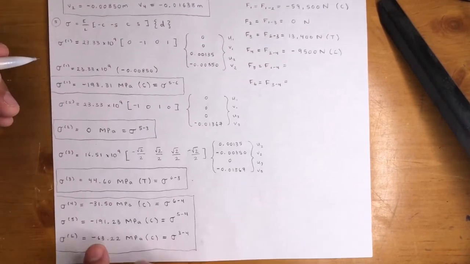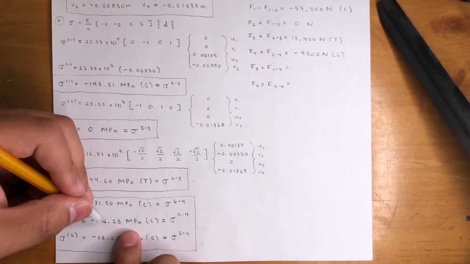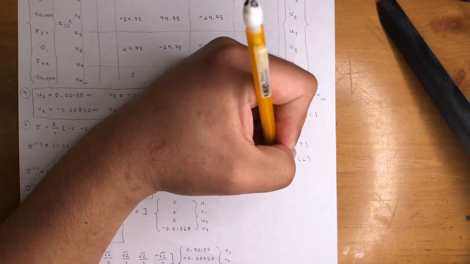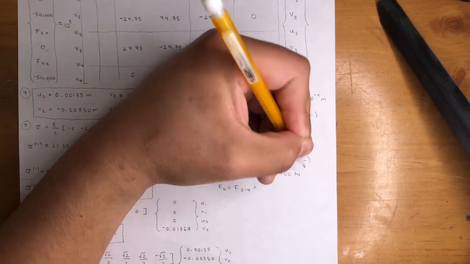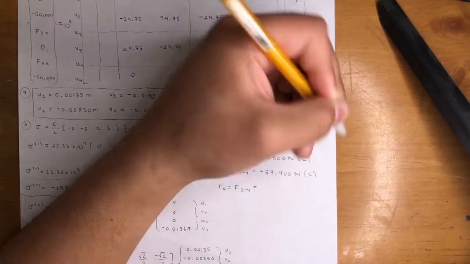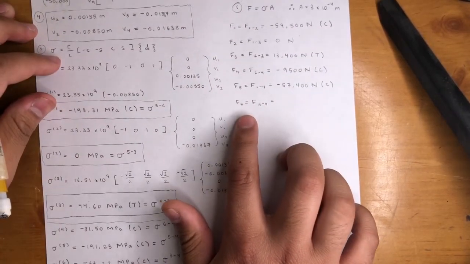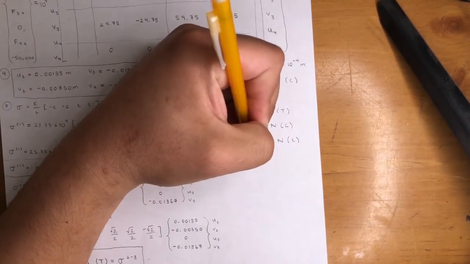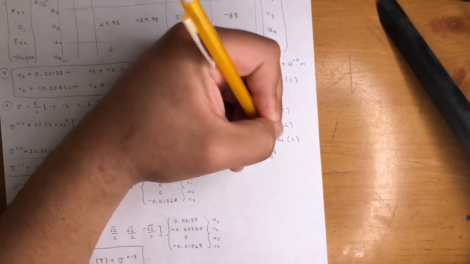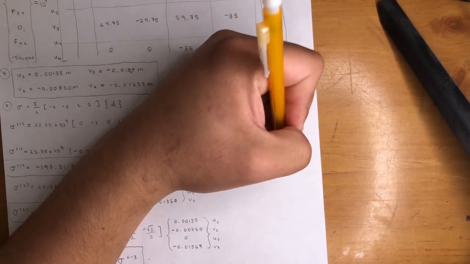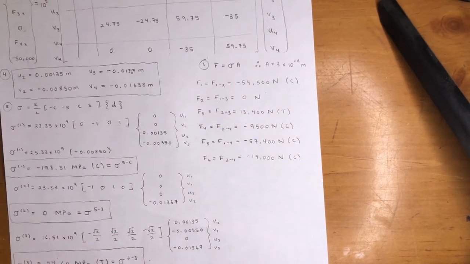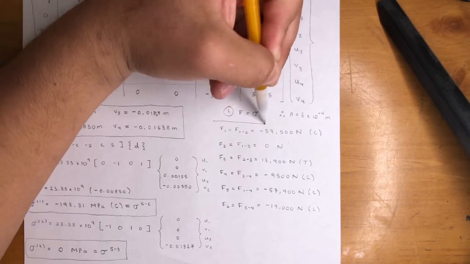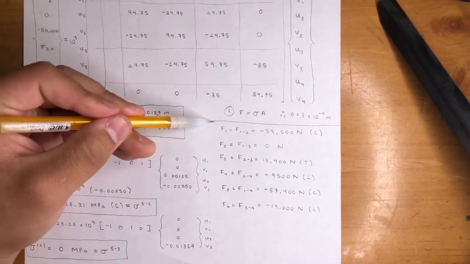Force 5, it's negative 191.23 times 10 to the 6 times your area. That is going to be negative 57,400 newtons, and that is in compression. Finally, for 6, that is going to be this number times your area. That is going to be negative 19,000 newtons, right? And in compression. All right, almost there. So we got all the force numbers. So technically this is your answer too. Dang, there's a lot of answers.